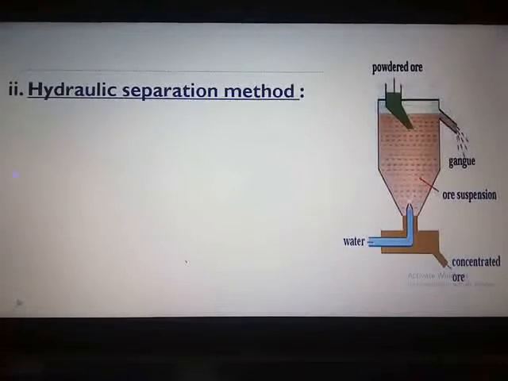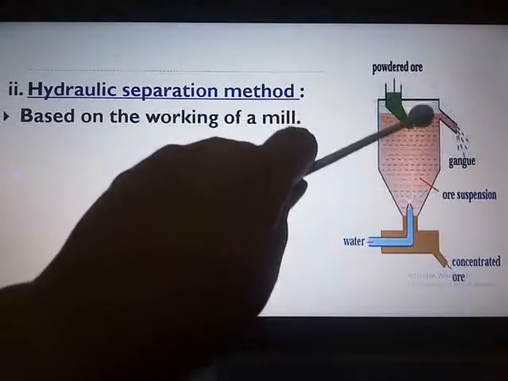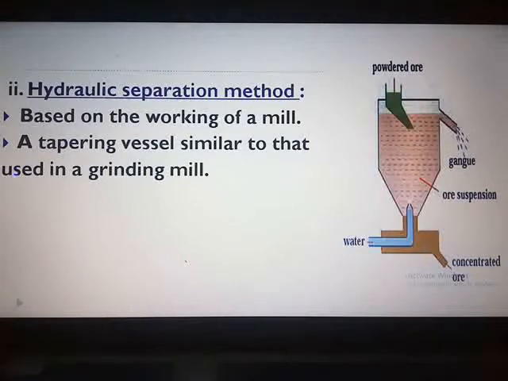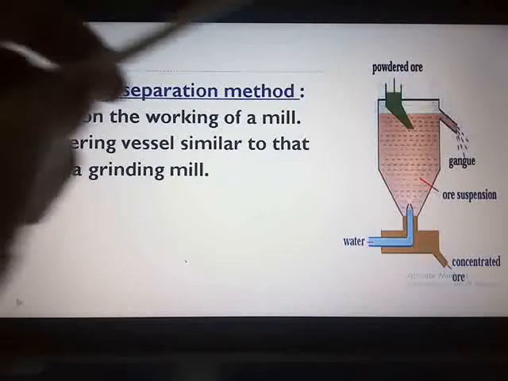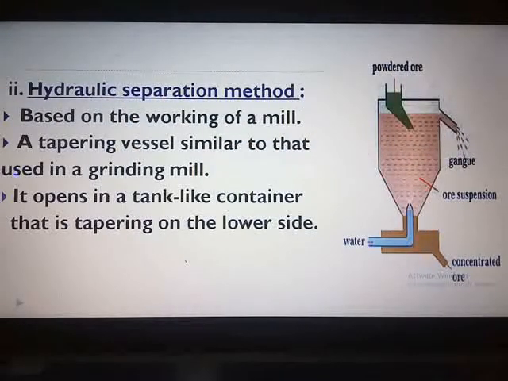Hydraulic separation method. It is based on the working of a mill. You know how a mill works. Now you can see here there is a tapering vessel similar to that which is used in a grinding mill. You take the wheat or rice to the grinding mill to grind it. So you have seen its structure. It opens in a tank-like container that is tapering towards the lower side. So this is the setup for the hydraulic separation method.